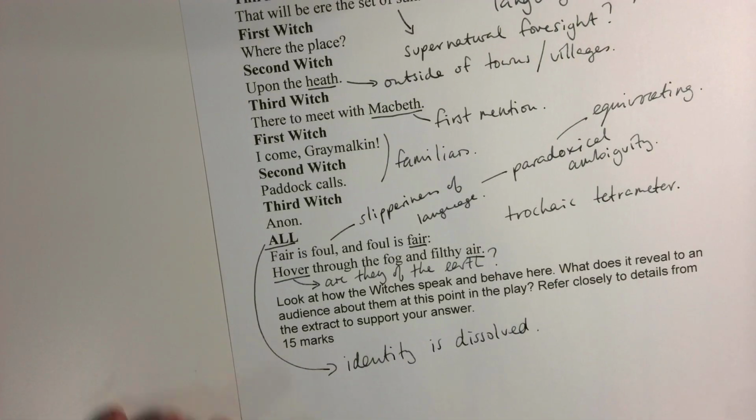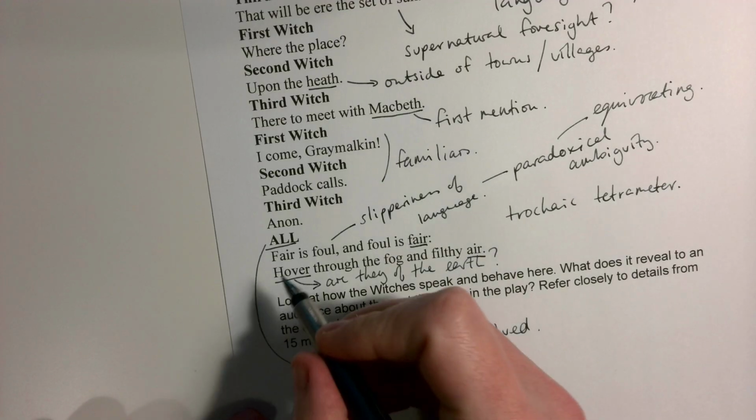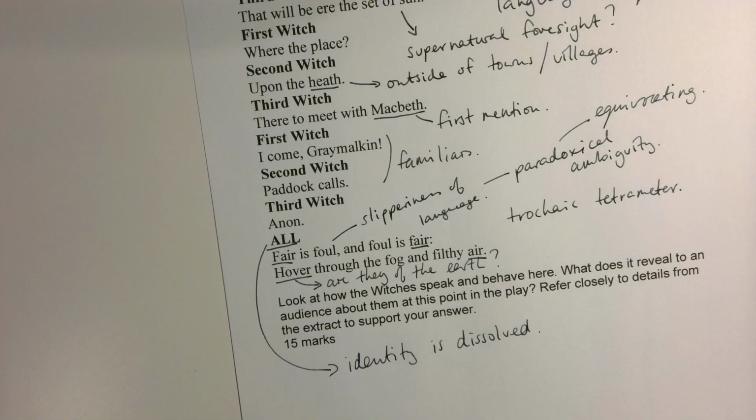The witches are many and individual at the same time. They also are able to engage in the kind of equivocating, ambiguous language that ultimately is Macbeth's downfall. He recognises at the end of the play, they palter with us in a double sense, that what the witches say cannot be trusted, cannot be relied upon.